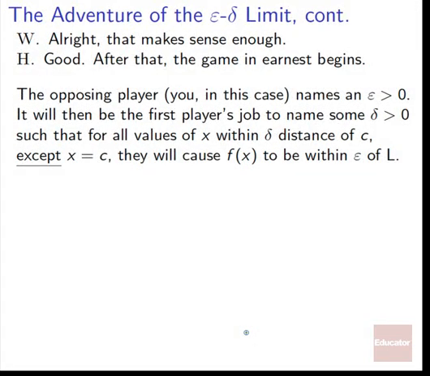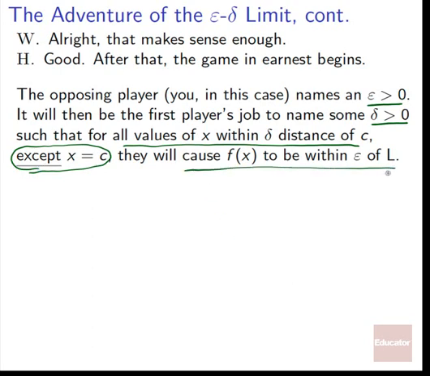Good. After that, the game in earnest begins. The opposing player, you in this case, names an epsilon greater than zero. It will then be the first player's job to name some delta greater than zero, such that for all values of x within delta distance of c, except x equals c, we don't care about x equals c in this game, they will cause f of x to be within epsilon of L. So if we use one of those x's that's within delta of c, we know that the f of x that will be produced by that x will have to be within epsilon of L.